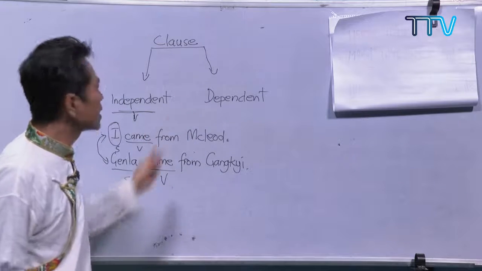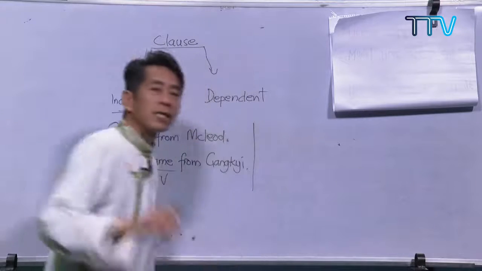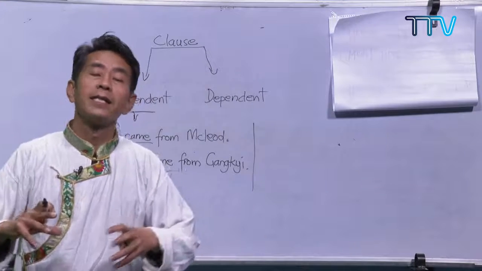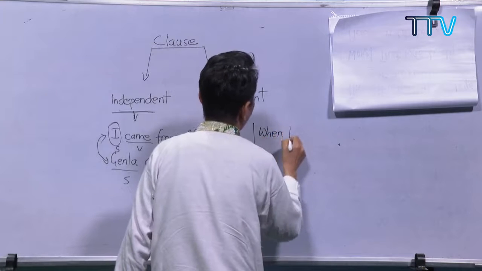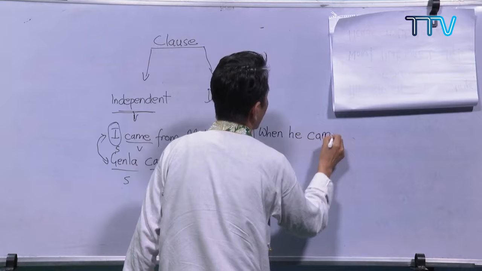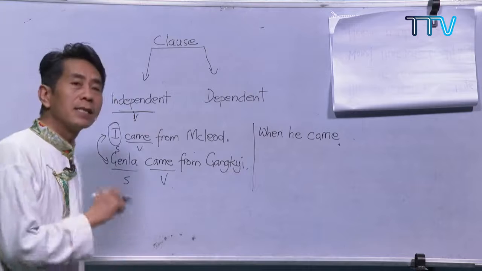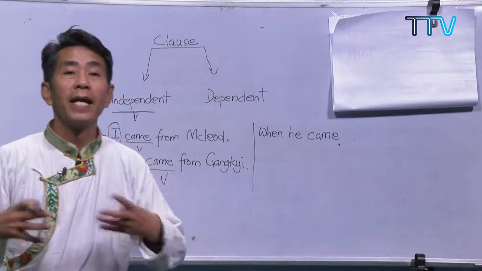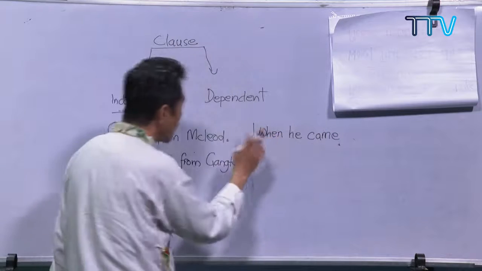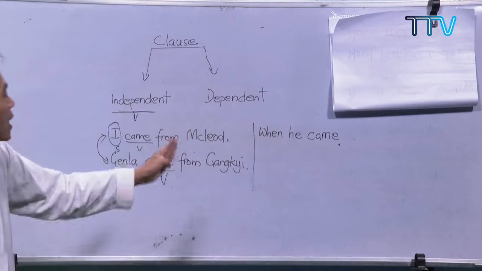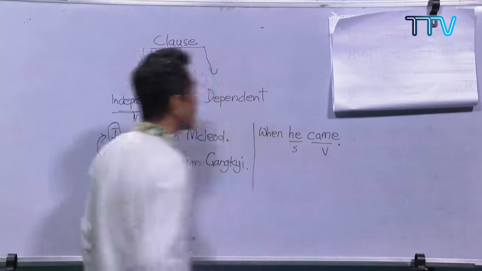So let us talk about dependent. Now, what is a dependent clause? Remember, it is also a clause. A clause is where there is a subject and a verb. "When he came." Now, this is a clause. Why? Because it fits the meaning of what a clause is. A clause is a group of words, and it also has the subject and the verb. What is the subject? He is the subject. Came is the verb.